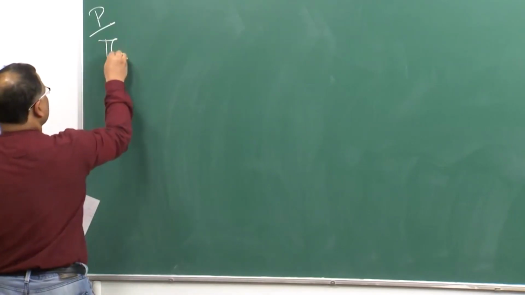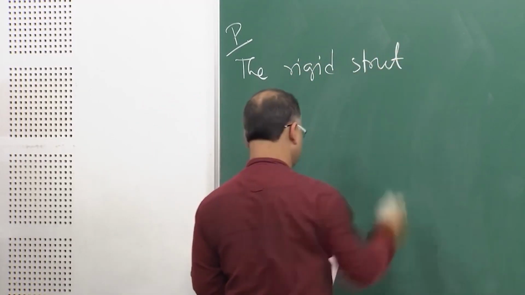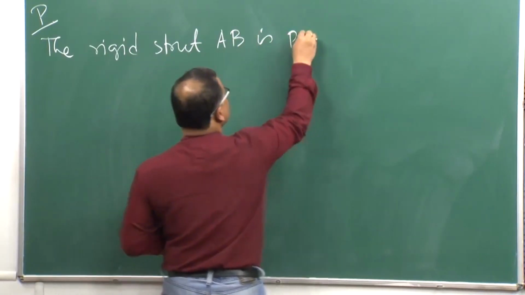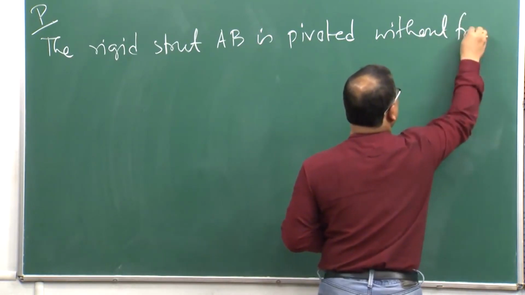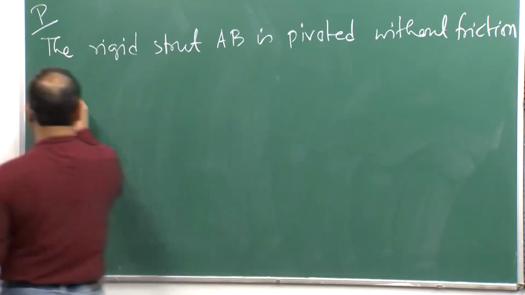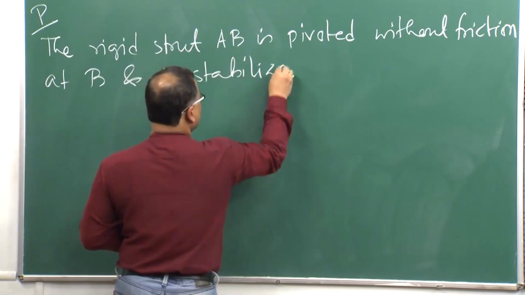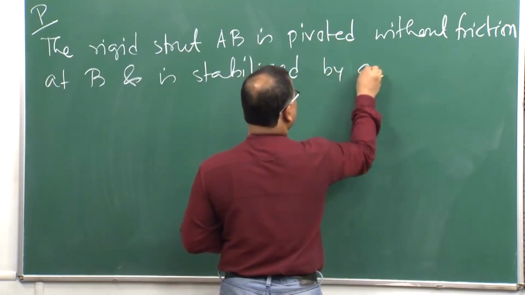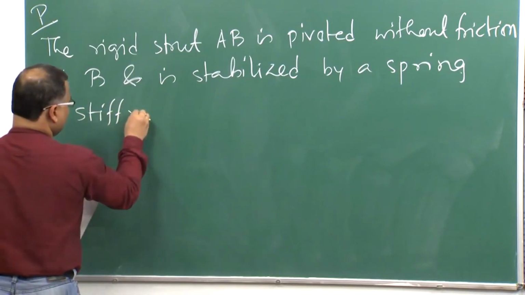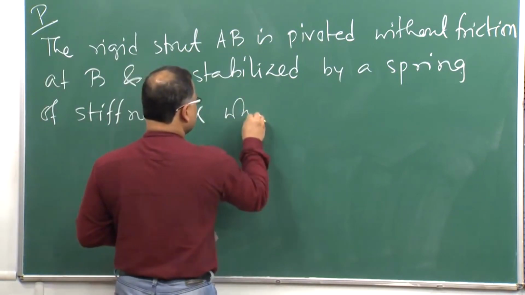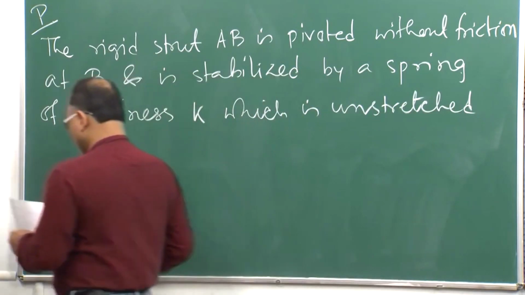The problem says: the rigid strut AB is pivoted without friction at B and is stabilized by a spring of stiffness K, which is unstretched when x equal to 0.